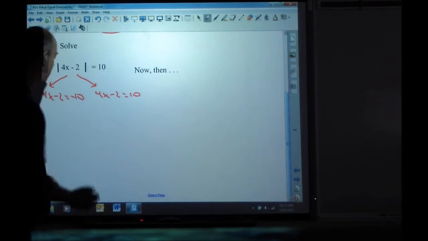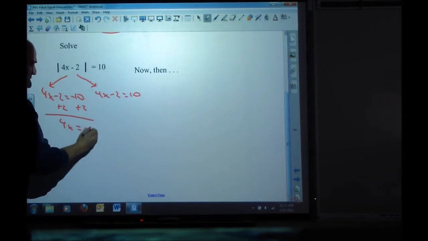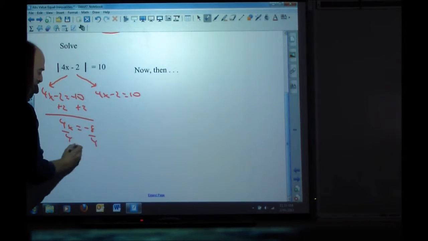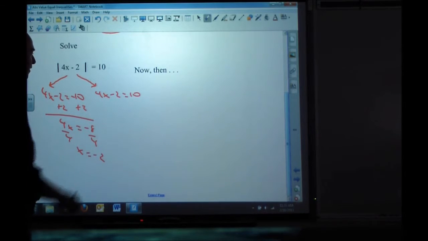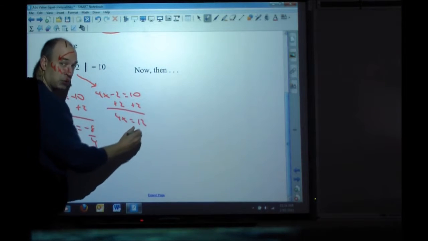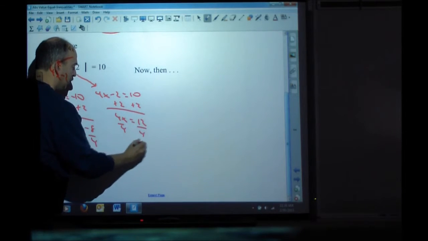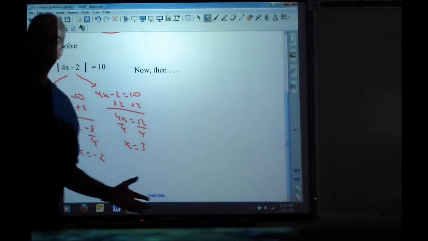Then solving is solving. We've been doing this for years. We get the letter by itself, undoing combining first, and we get an answer. I get x is -2. On the other side, 4x equals 12, so x equals 3.